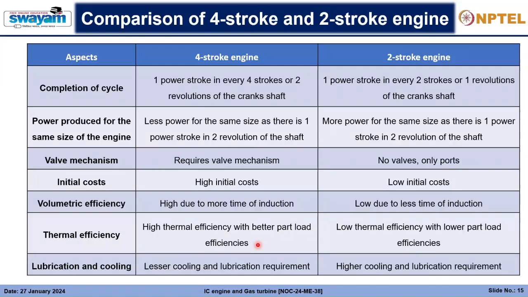If the load increases, the engine will have to accommodate the amount of fuel passing through it, and that is part load, and the four-stroke has better part load efficiency. But in the two-stroke, if the load changes, the part load efficiency is quite less.